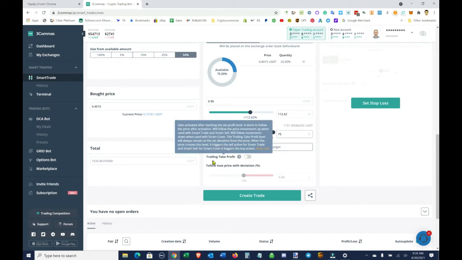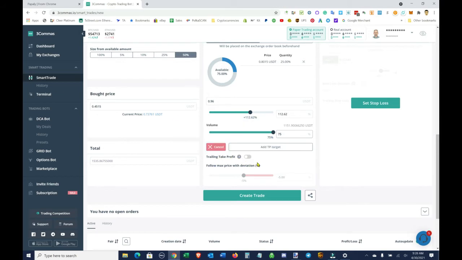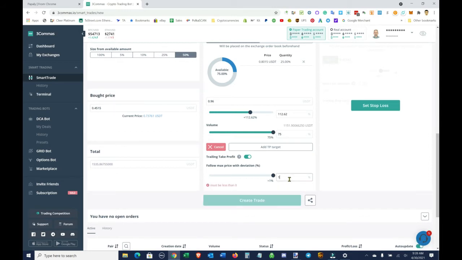Now, I will say that you can put a trailing take profit, which basically means once it hits this price, if the price keeps going up, the sell price will actually follow it up. And how much it'll follow up depends upon how much you want to put in as a deviation. So let's just say that we put in here, -1.